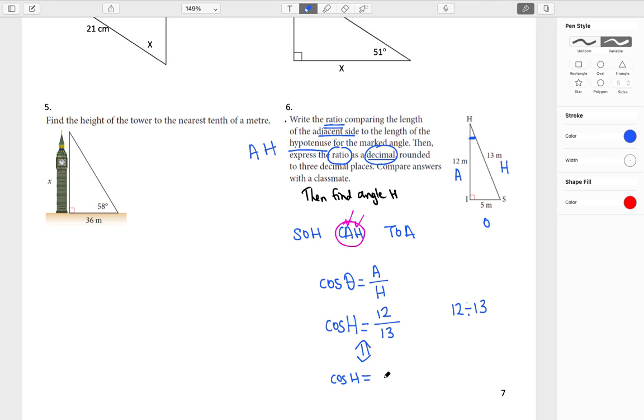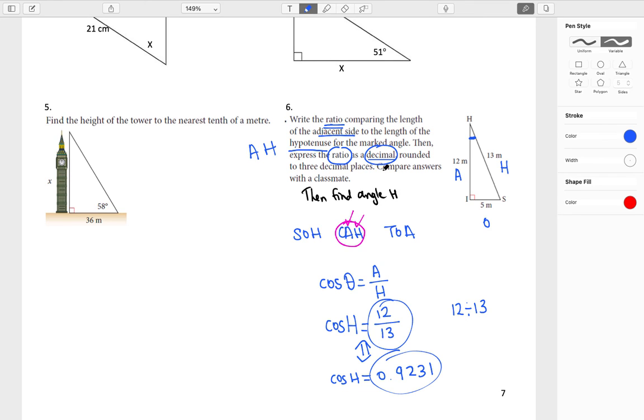12 divided by 13 is going to give me 3 decimals, 0.8, 9, 2, 3, 1. Okay? So this is another way to represent the ratio in decimal, and they mean exactly the same.